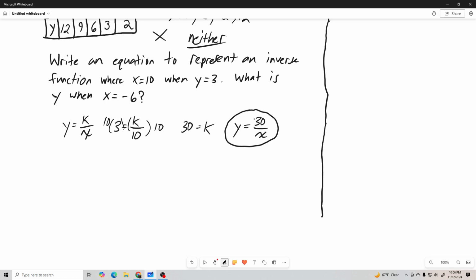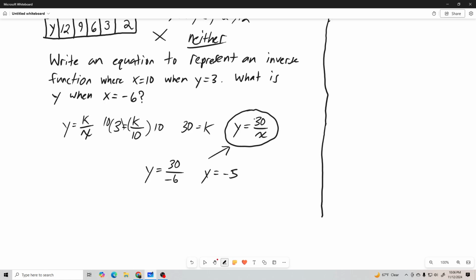Well, we have our function right here, right? So if that's our function, what is y when x equals negative 6? Let's figure it out. y is 30 over x, and we said x is negative 6. Well, what's 30 divided by negative 6? So y equals negative 5. So when x is negative 6, y equals negative 5.